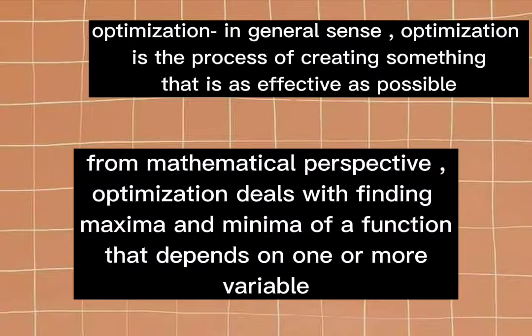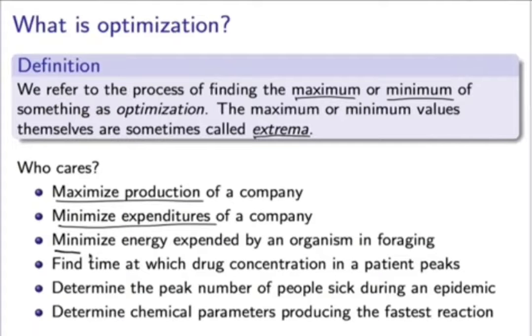This is also similar to the root finding that we tackled in chapters 5 and 6, in that both involve guessing and searching for a point of a function. The difference is that root finding involves searching for the location where the function equals 0. In contrast, optimization involves searching for the function's extreme point. To explain further, we have here the definition. Optimization refers to the process of finding the maximum or the minimum of something. The maximum or minimum values themselves are sometimes called extrema.